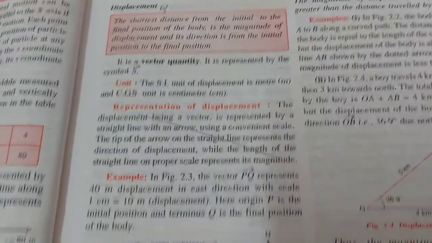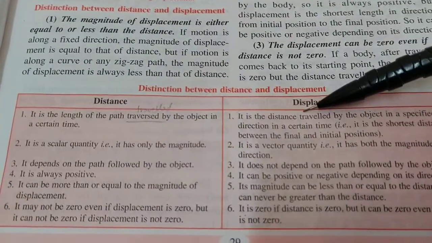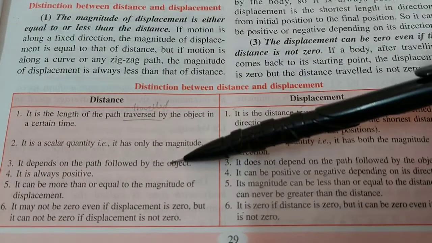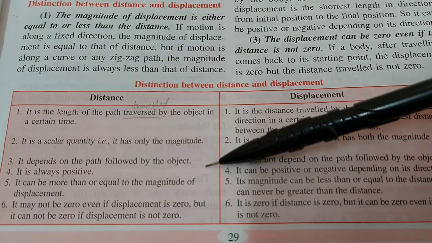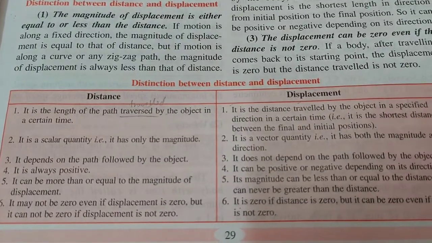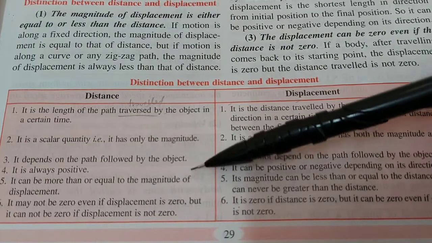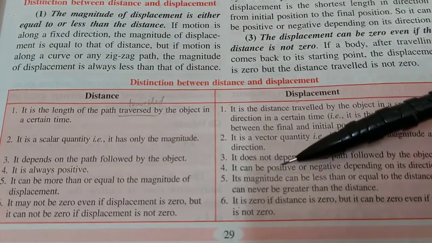Differentiate between them. Well, that's an important question. The first point is a definition. Secondly, this is scalar and this is vector. This depends on the actual path followed, but this does not. Distance is always positive. Displacement can be positive or negative, as I had explained earlier. Distance can never be less than displacement, although displacement can be less than distance. Both can be equal as well.